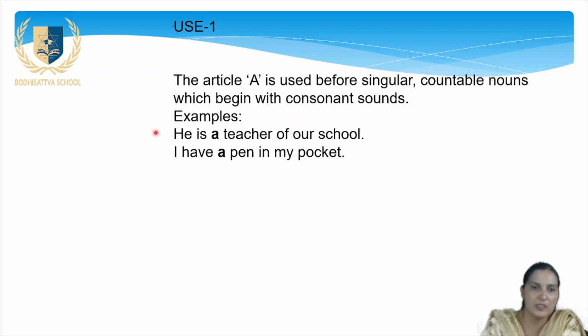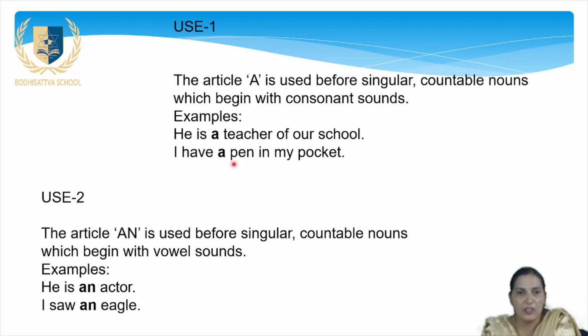So for examples, now you can look here. He is a teacher of our school. In this sentence, a teacher: the sound is a consonant sound T and it is singular also. So here the article a is used. And next, now look here. I have a pen in my pocket. In this sentence, the article a is used before the word pen because the sound is a consonant and it is a singular noun.